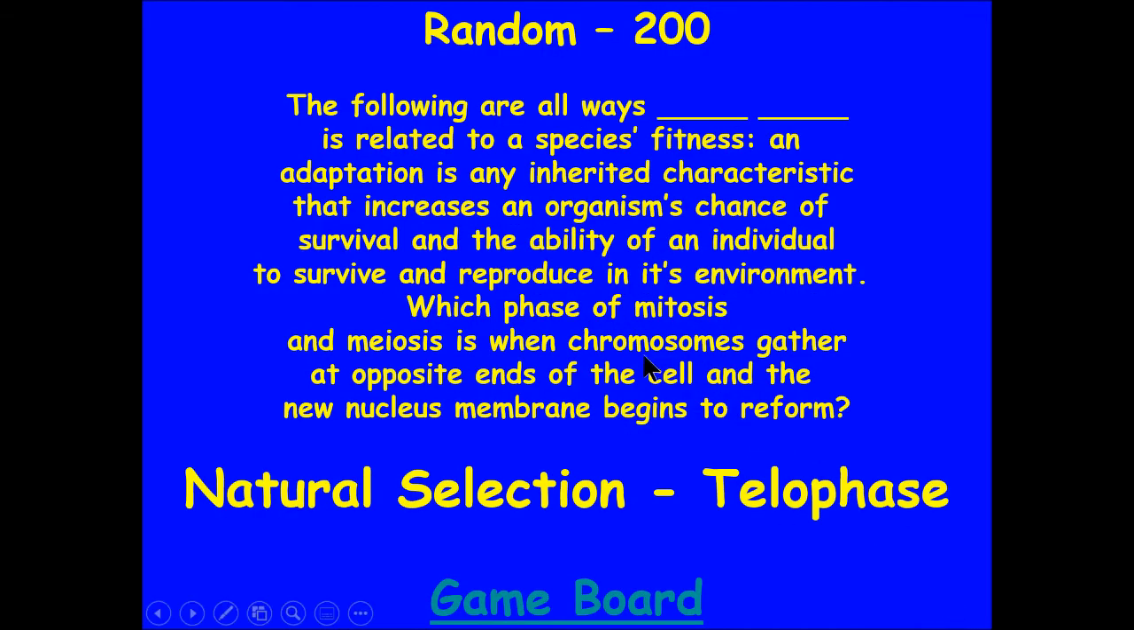All right. Okay, so natural selection is related to a species' fitness because adaptations are any inherited characteristic that increases the chance of survival. Natural selection chooses those organisms with that advantageous adaptation or characteristic to survive, and those without to die. And telophase is the last phase of mitosis and meiosis 1. The big clue here is the nucleus membrane starts to reform. It starts to break down in prophase, but it starts to reform at the end in telophase.